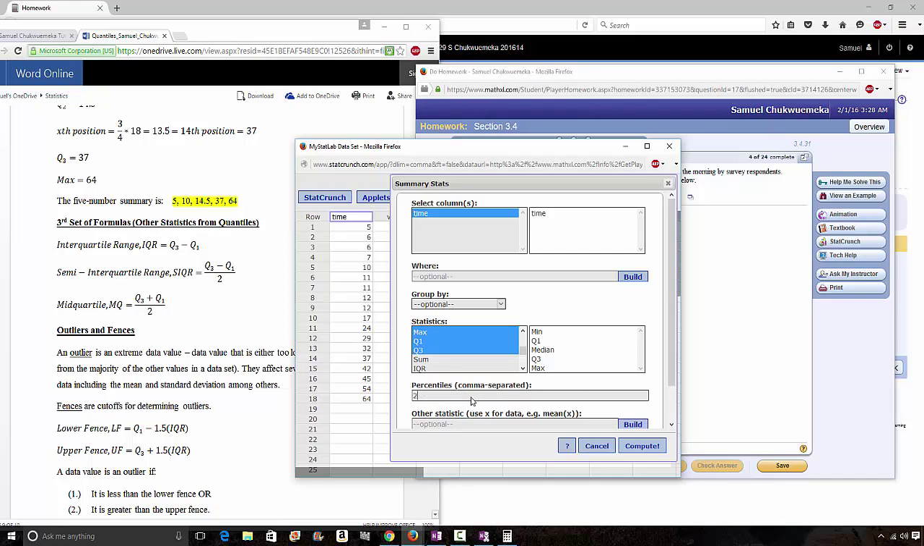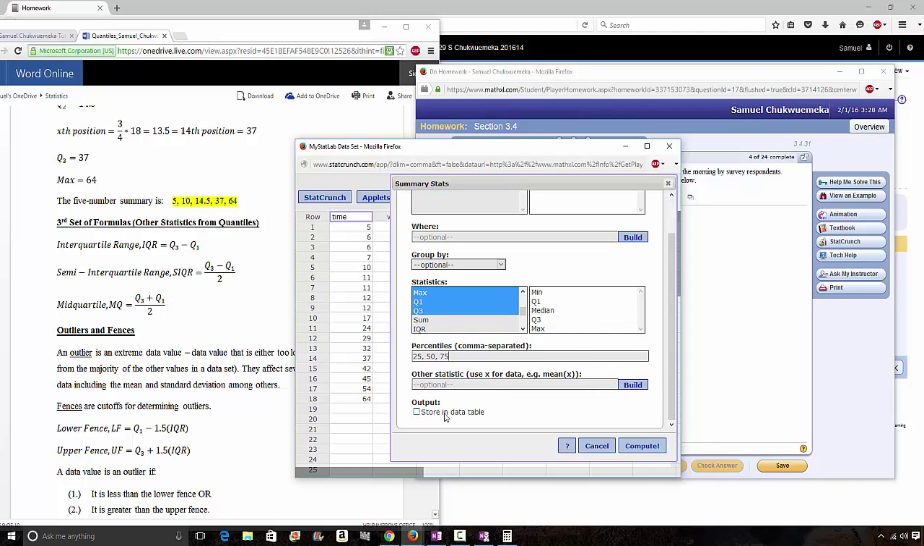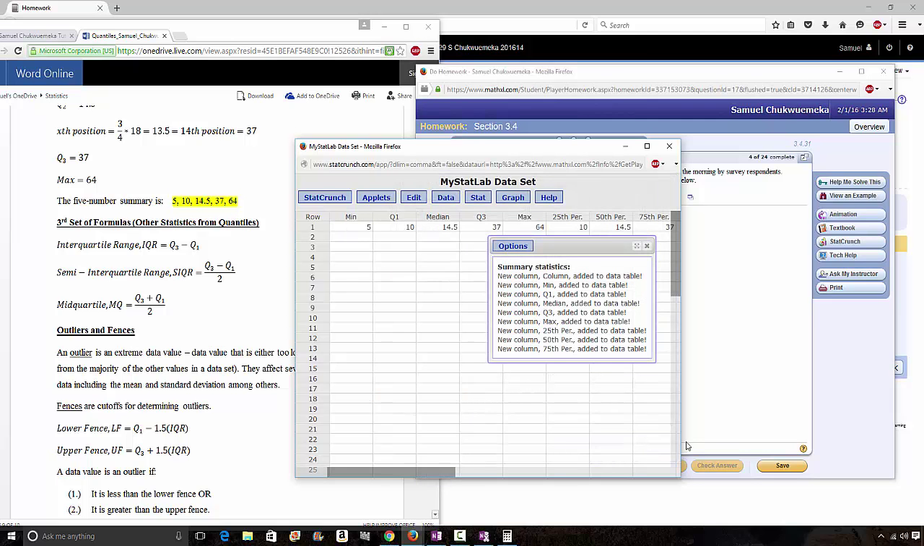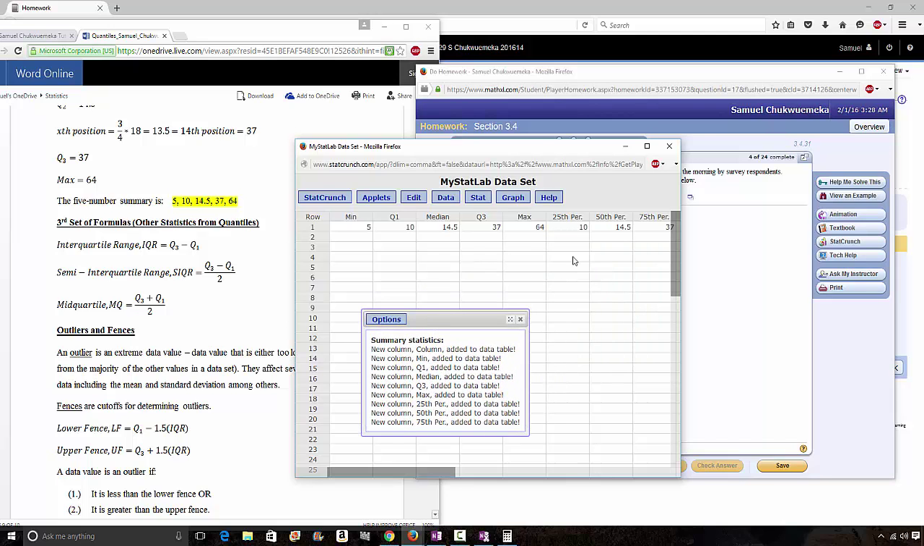I can also enter the 25th percentile, 50th percentile, and 75th percentile, and I click compute. If I want my data stored in the data table, I check this box. In this case, it stores it in the data table right here, and you see it like this. So I have 5, 10, 14.5, 37, 64. And if you just want the quartiles, 10, 14.5, 37.